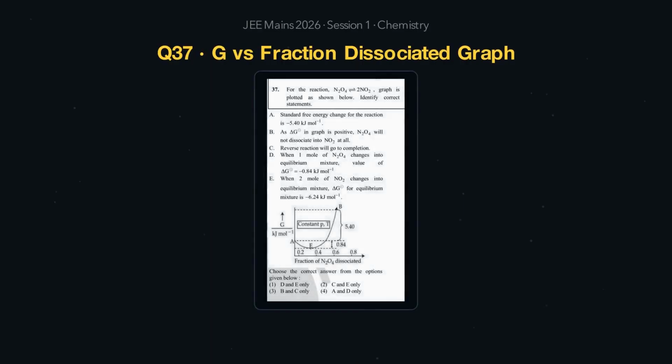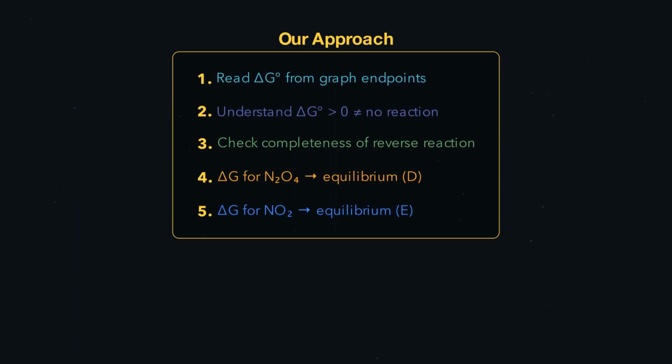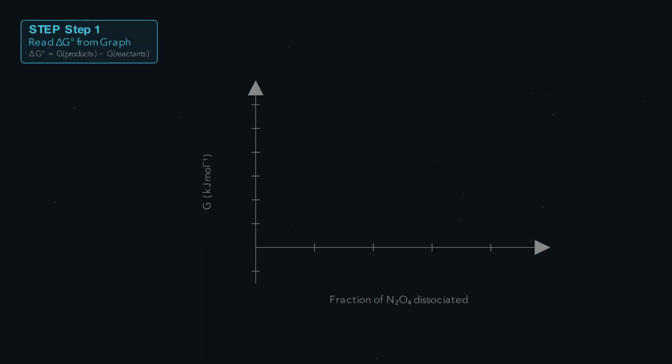Most students see a positive delta G standard here and immediately think, no reaction. That's the trap. Here's our approach. We have a graph of Gibbs free energy versus the fraction of N2O4 that dissociates. First, we'll read delta G standard directly from the graph as the height difference between the two pure endpoints. Then, we'll locate the equilibrium minimum. Finally, we'll evaluate all 5 statements one by one using the graph values.